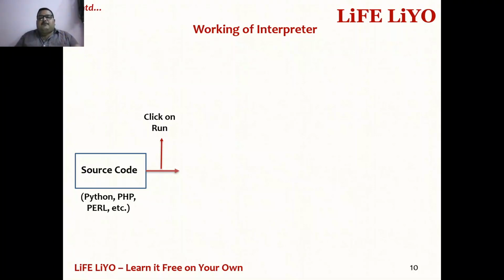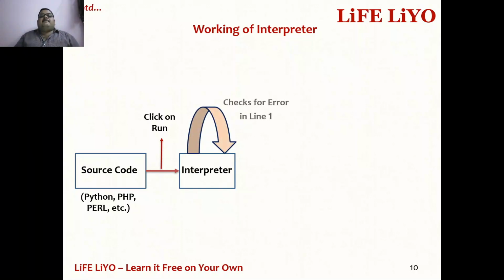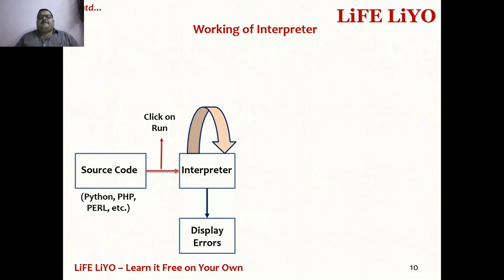But when we run a program of an interpreted language, it reaches the interpreter. What does this interpreter do? The interpreter checks for errors in line 1. Because I said that Python is an interpreted language, which executes one line after another and one statement after another statement. Now it checks for errors in line 1. If there is an error in line 1, then automatically it is going to display the error. That is, the execution will be stopped and it will display the error.